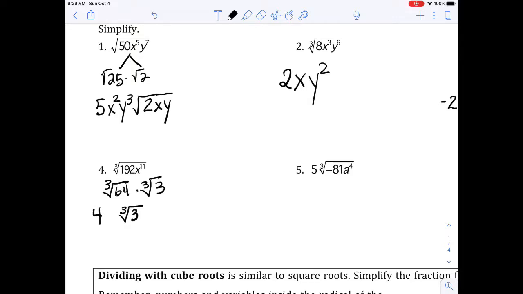X to the 11th. How many sets of 3? Well, 11 divides 3 times. So that's going to be x cubed, but there are 2 remaining. So 3 divides into 11 3 times, because 3 times 3 is 9, 2 left over.